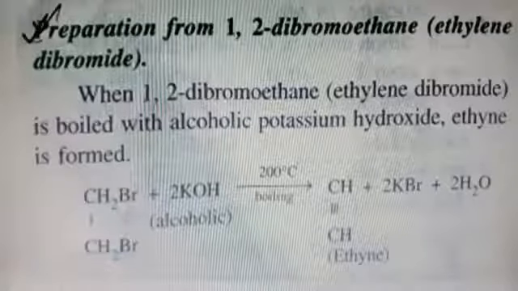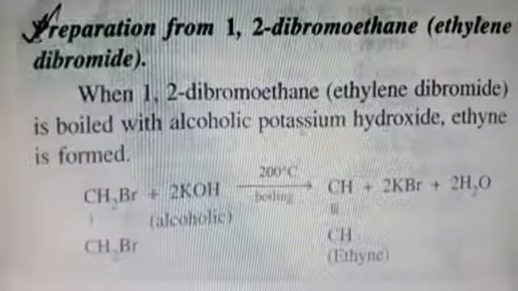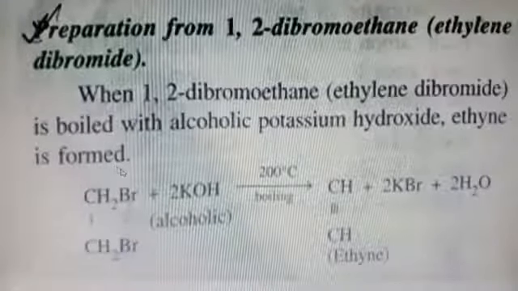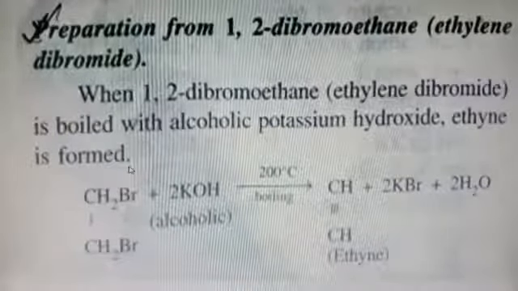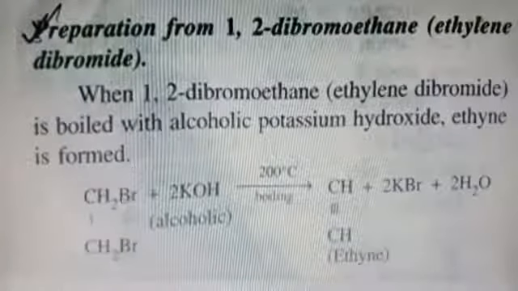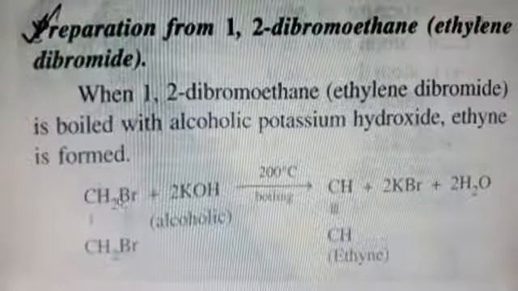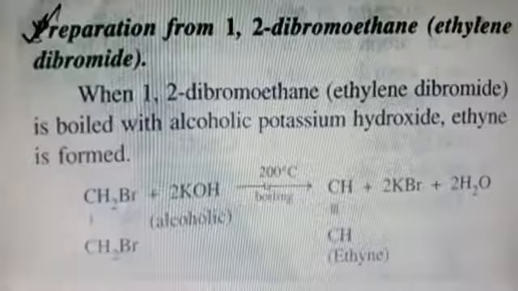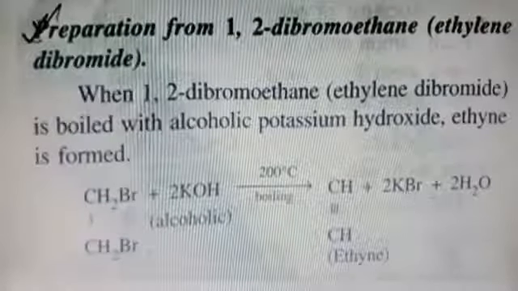So when 1,2-dibromoethane or ethylene dibromide is boiled with alcoholic potassium hydroxide, ethyne is formed. This is the easiest, a simple way of preparing ethyne gas. Simply mix this 1,2-dibromoethane with alcoholic potassium hydroxide solution and boil at a temperature of 200 degrees Celsius. Then you will get ethyne gas, along with potassium bromide and water.